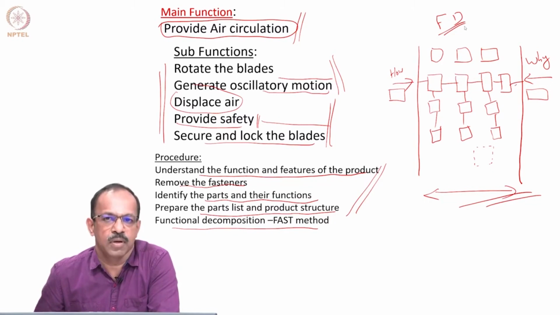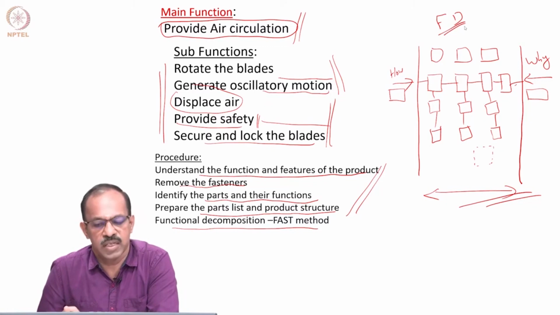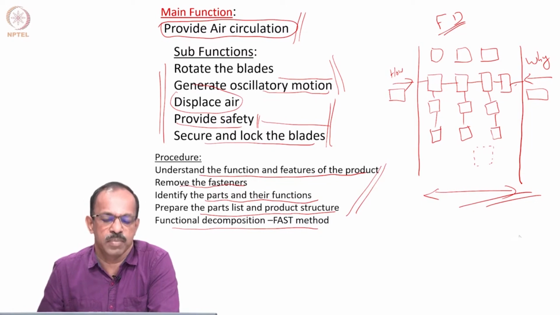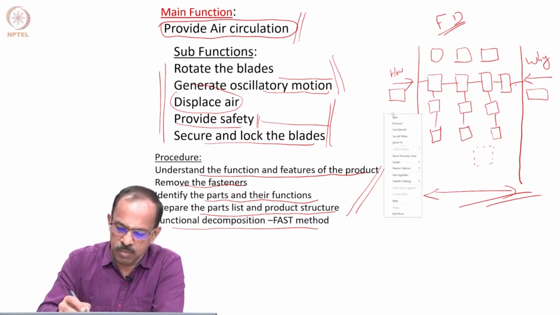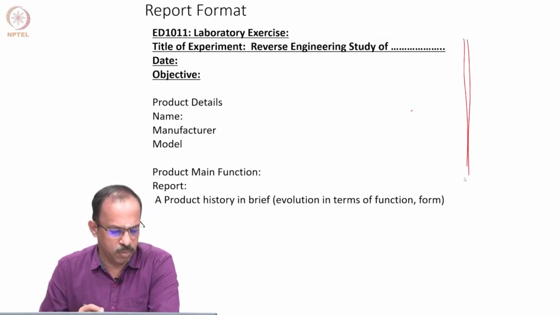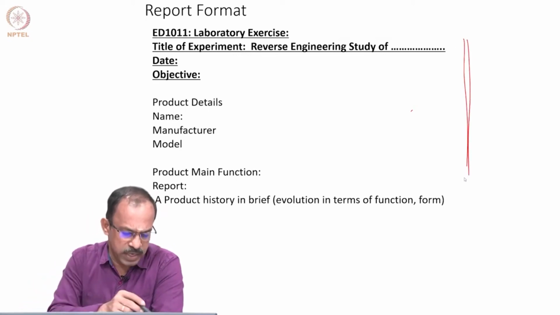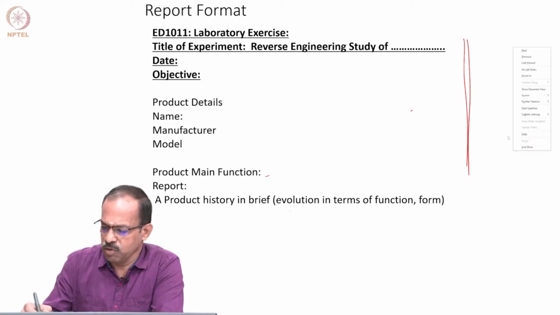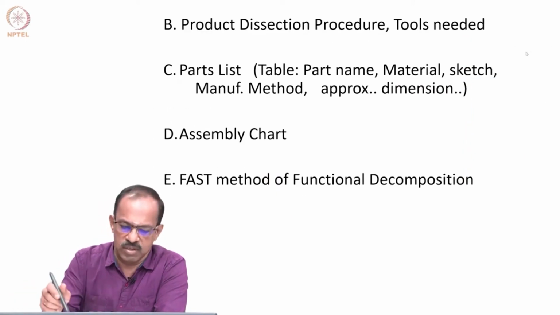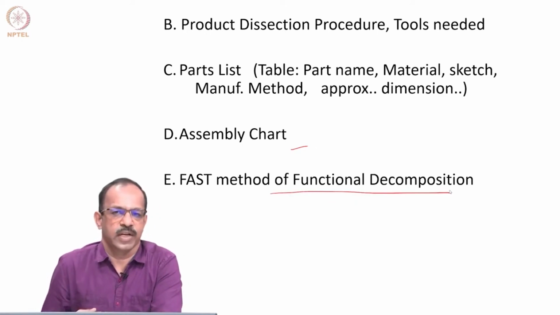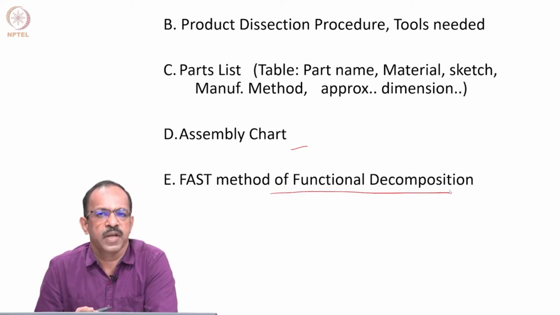I want you to go through this product and the decision procedure that will be explained, and based on that prepare this FAST diagram and submit it as a report. The report format is almost the same as in the previous case, using the format already given to you. You will write about the main function and a little about the history of the product, then go on to the parts list, assembly chart, and finally the FAST method of functional decomposition. This is what is expected in the report.